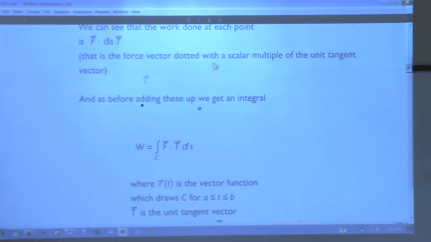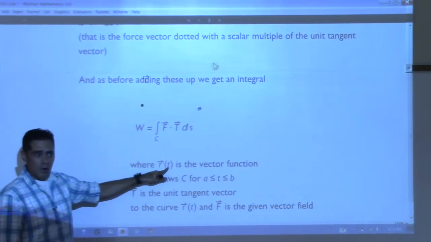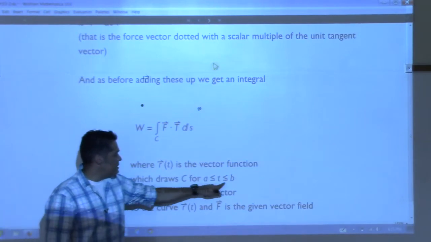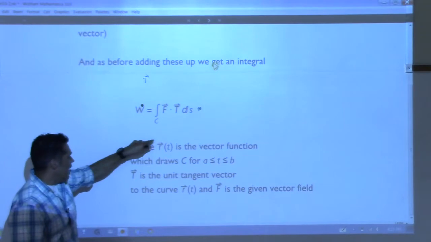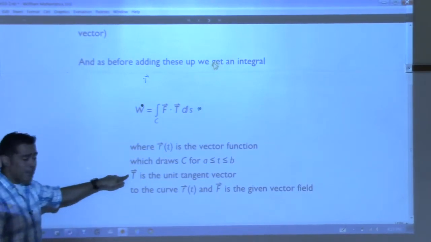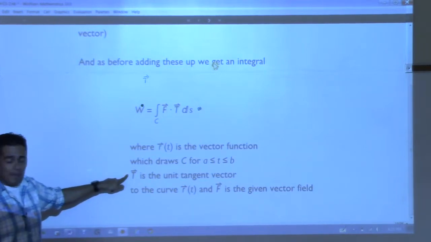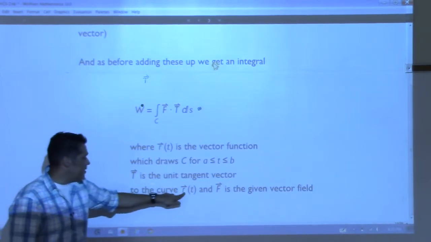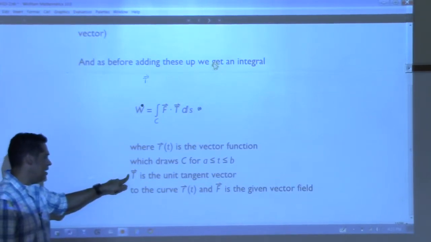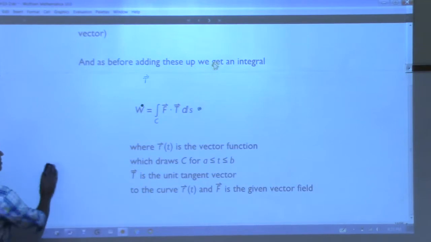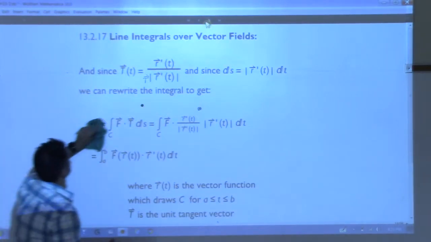Now, remember, we said that to draw our curve C, we're going to be using a vector function, r of t, right? And that t will be restricted between a and b. So that gives us our C, right? And also remember, capital T is the unit tangent vector. We learned about that way back in chapter 10, right? So r of t is the curve. The capital T is the unit tangent vector to that curve. So with that said, we're going to be able to rewrite the formula. So look at the way this formula is rewritten.